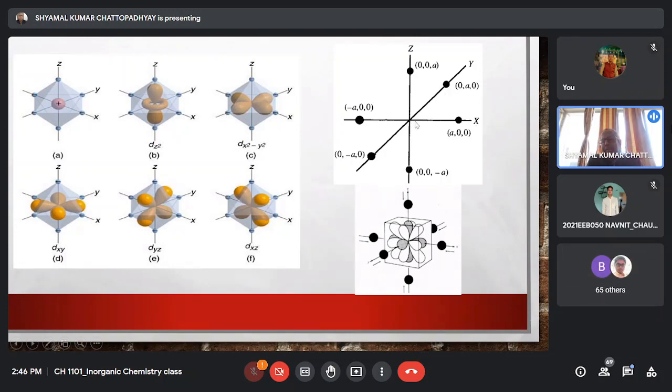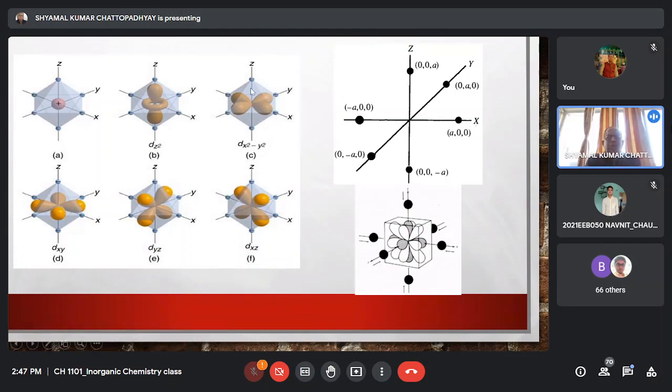So you can see here, this has coordinates a0, 0, this has minus a0, 0, this is 0 minus a0, this is 0 a0, and this is 0 0 a and 0 0 minus a. So all the ligands are situated from the metal at a distance of a, and they are located symmetrically along the positive and negative directions of the x, y, and z axes.